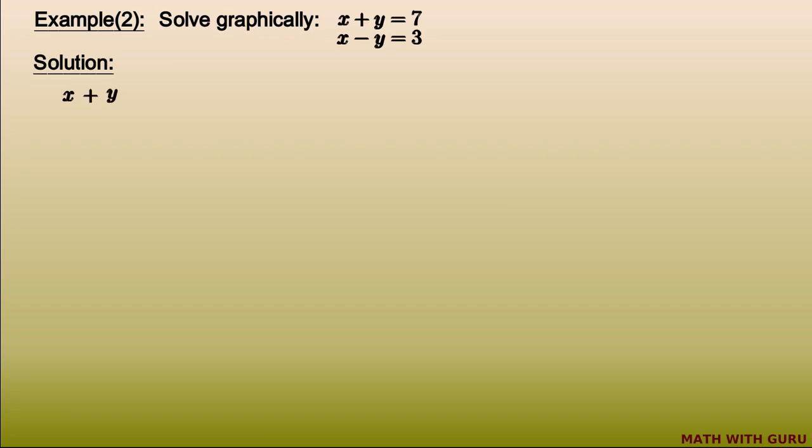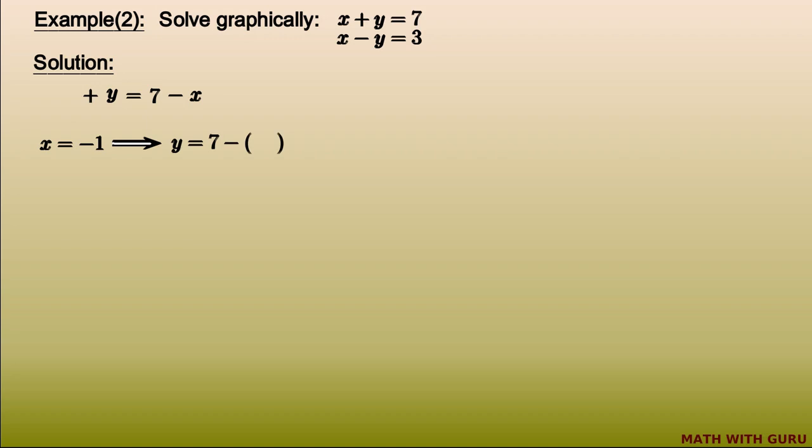Example 2. Solve graphically. x plus y equals 7, x minus y equals 3. Consider the first equation, x plus y equals 7. Bring x to the right hand side. It becomes negative. Let x equals minus 1. For a change, I am giving a negative value here. You may give positive values only.